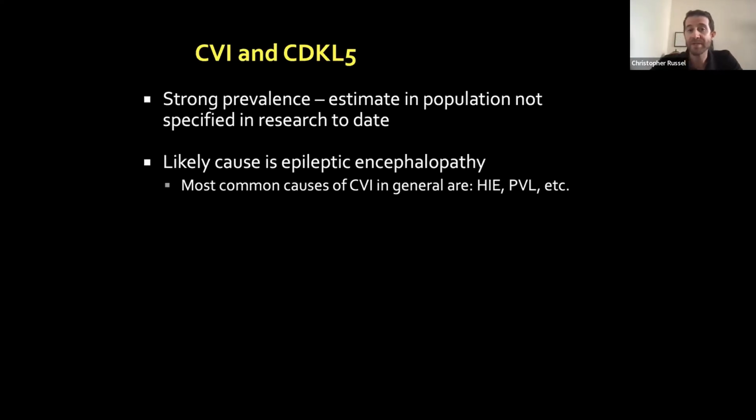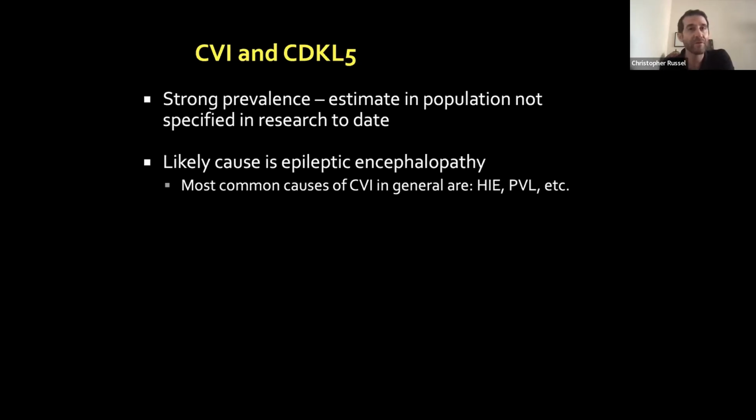However, the most common causes of CVI outside of the population of kids with CDKL5 are hypoxic ischemic encephalopathy, HIE, or periventricular leukomalacia, PVL. Those are two conditions that we tend to see in children who are born premature and at very low weight, basically anoxic or hypoxic brain injury, lack of or too much oxygen going to the brain, which tends to be a high risk factor around premature birth.